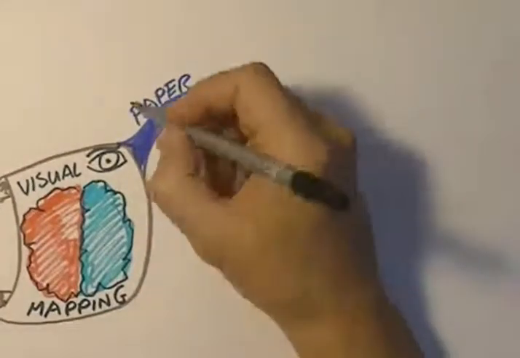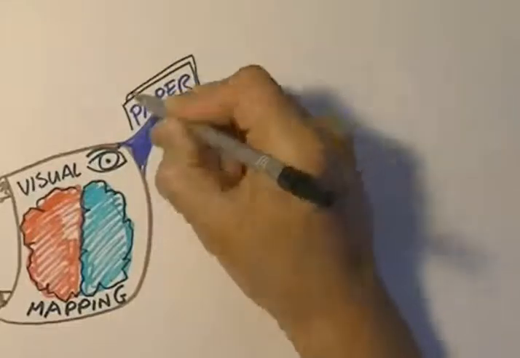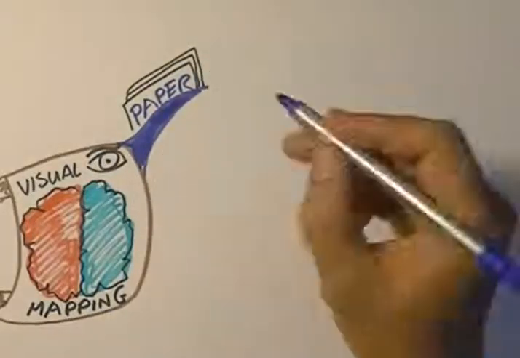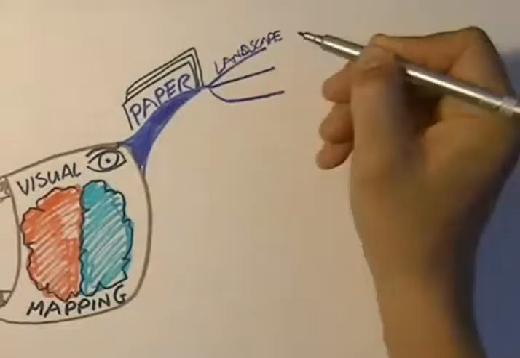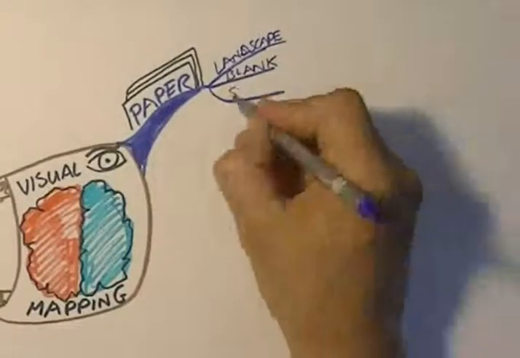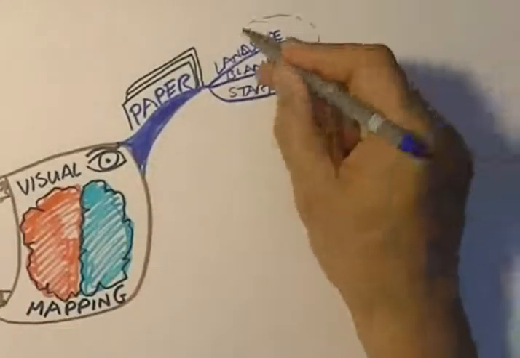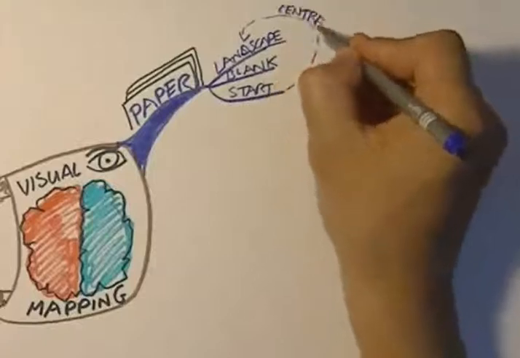Now, this branch is all about the type of paper you should be using when creating a visual map. Ideally, you should have the page landscape. The page should also be blank so that you can minimize distractions. And as I said before, you start in the center of your landscape page.